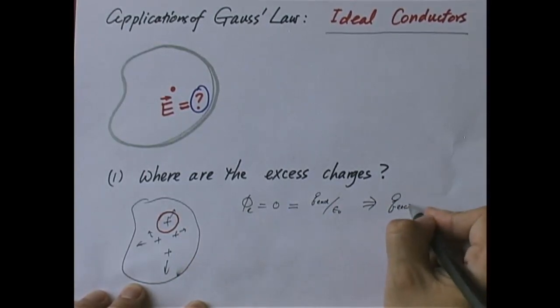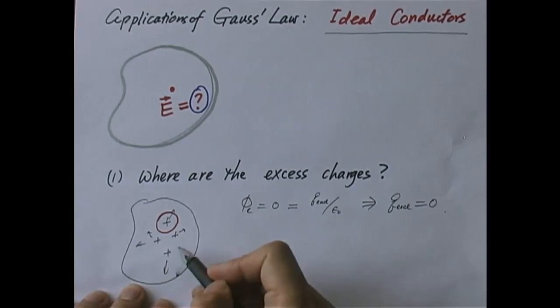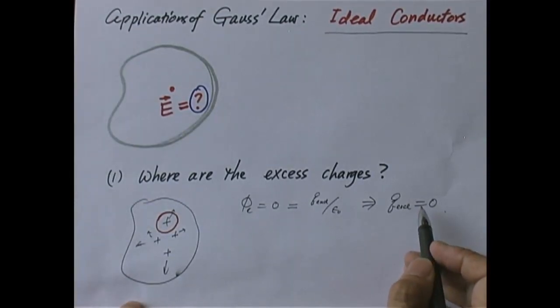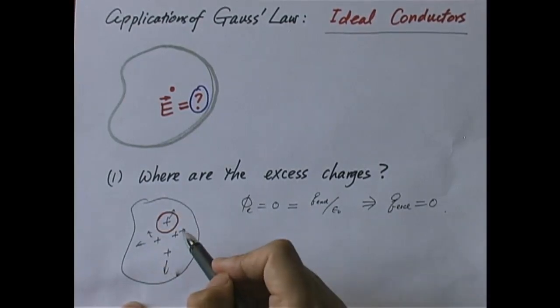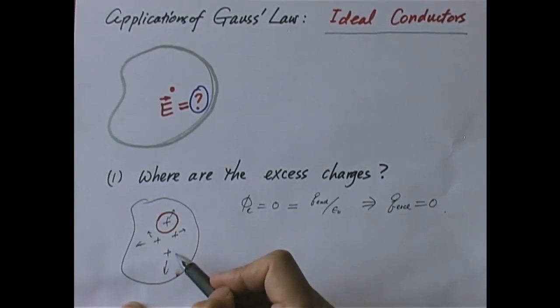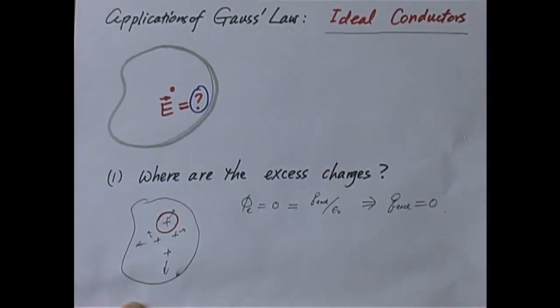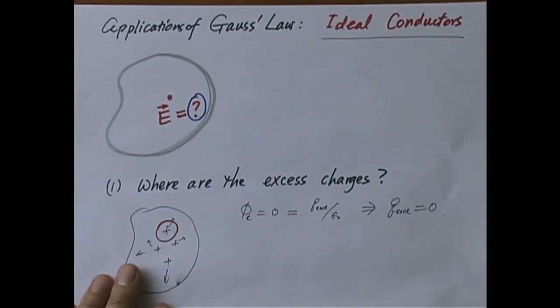Q enclosed is 0. You can draw a Gaussian surface everywhere inside, and whatever region you pick, the net charge must be 0. So if there's any net charge, there is only one place for it to go, and that is the outer surface. It cannot live anywhere inside because of the combination of the requirements of Gauss's law and the ideal conductor. So that's the first neat application of Gauss's law for the ideal conductor.